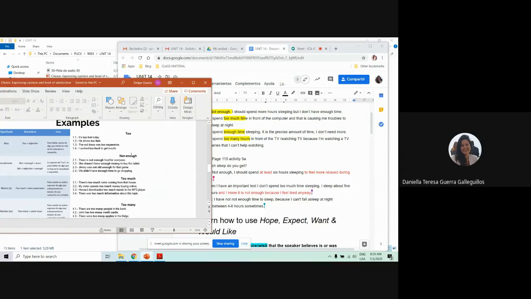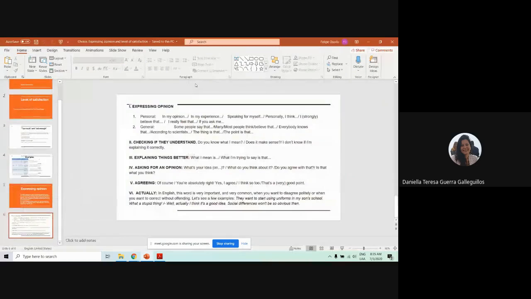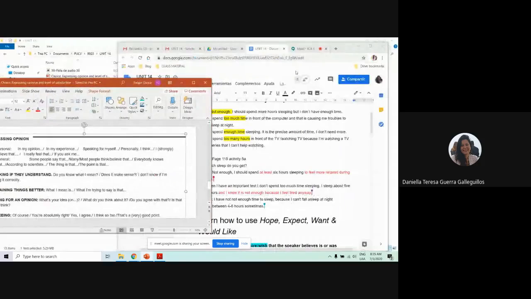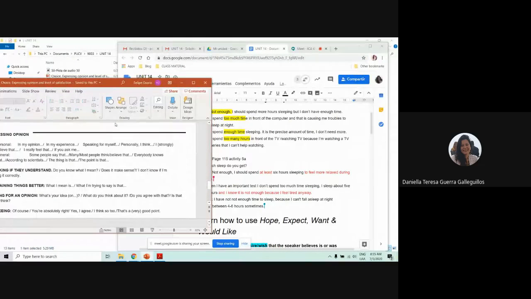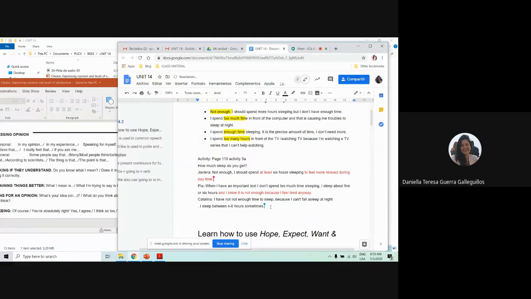Now we are going to go, because I still need you to write something. Apart from the use of enough, not enough, and all that, we were talking about expressing opinion last class, right? I don't know if you remember this about expressing opinion. I think you do, because take a look at it. If you have to take a photo of it or the way you want to, because we are going to use it now. Why? Because we are going to answer a question that is connected with it.